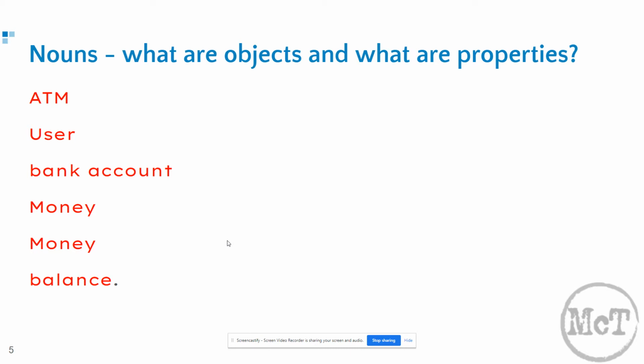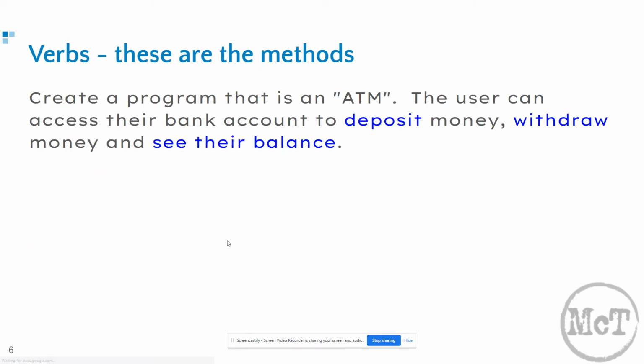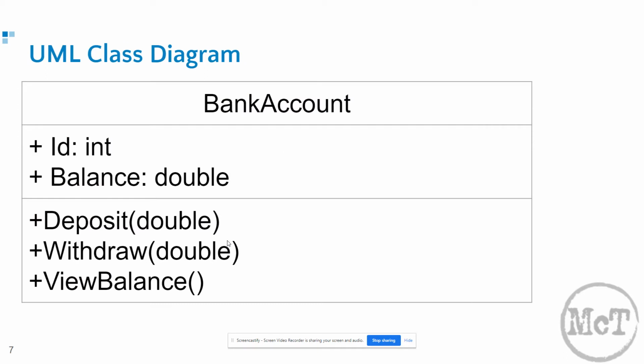For example, the bank account would be an object. It's an object that I'm trying to represent, and the balance of the bank account is a property of the bank account. So you're looking for those relationships. The next part is going through the requirements and looking at the verbs. I've put these in blue. So deposit, withdraw, see their balance. These are all the verbs, the actions.